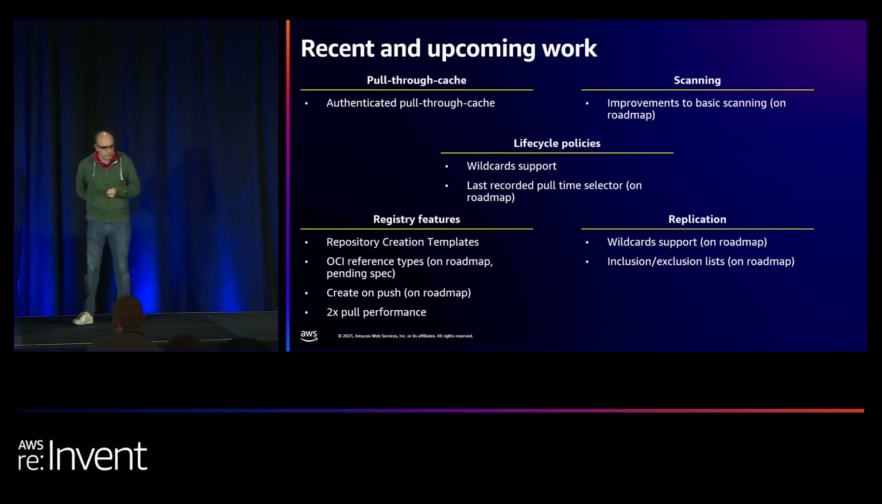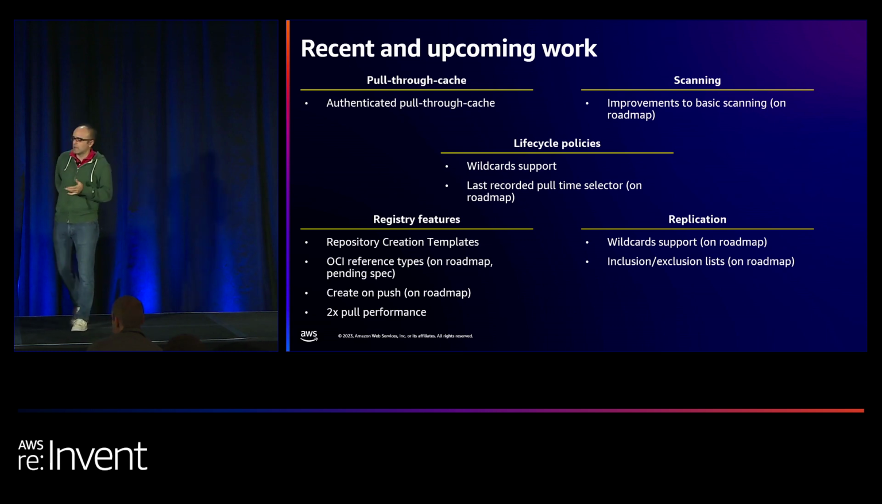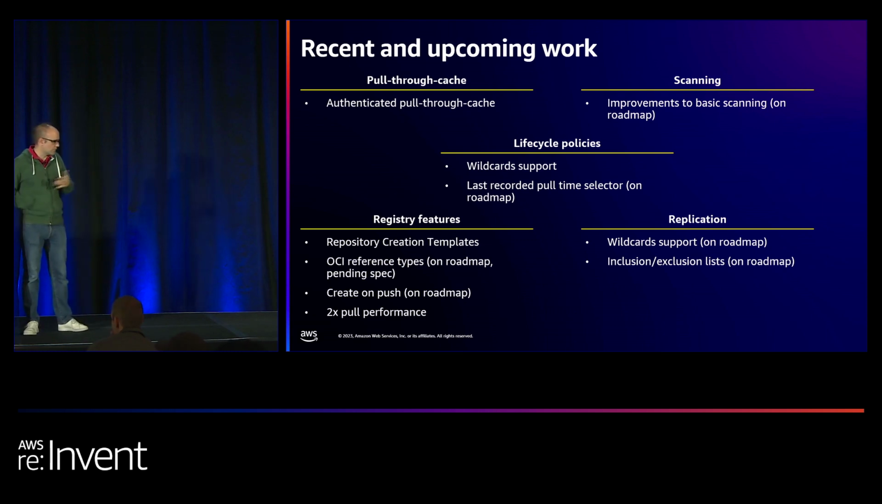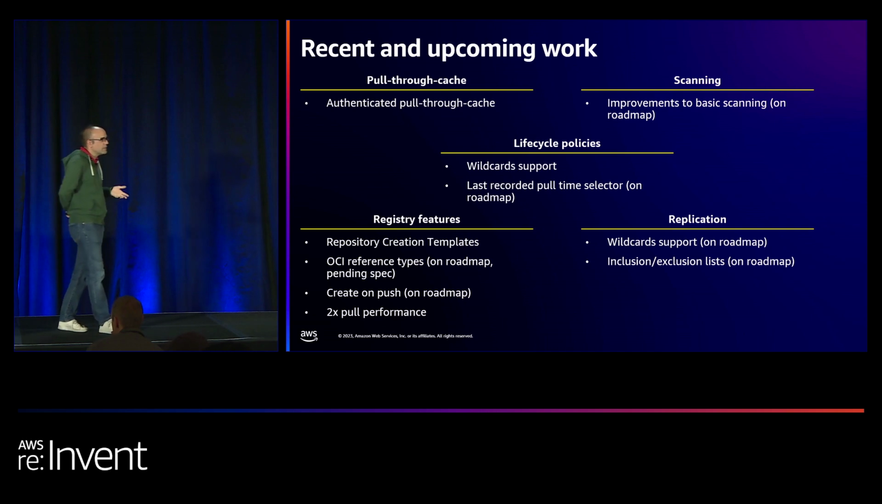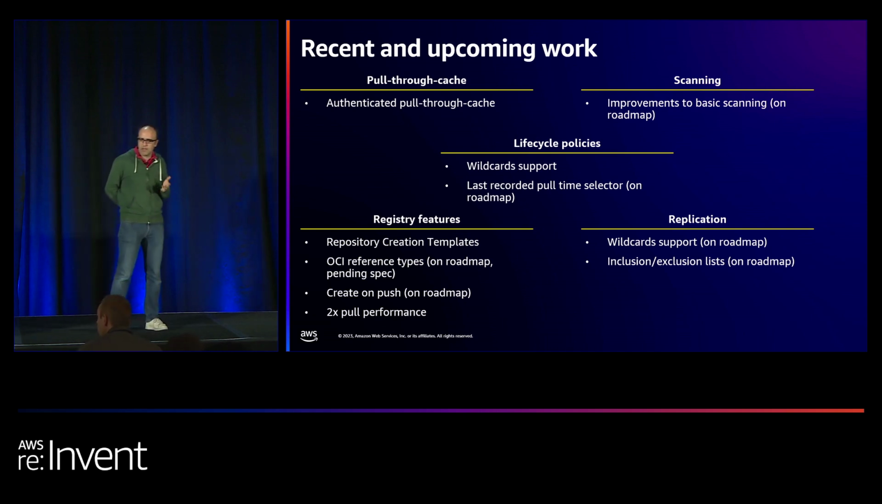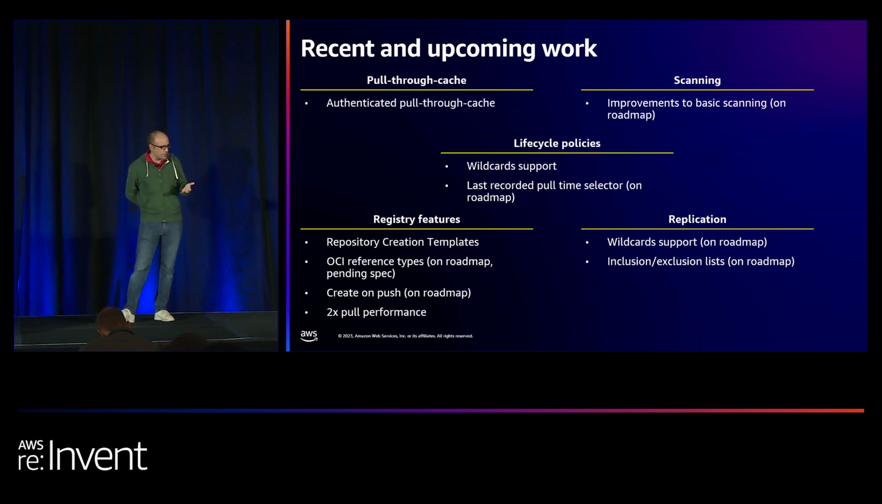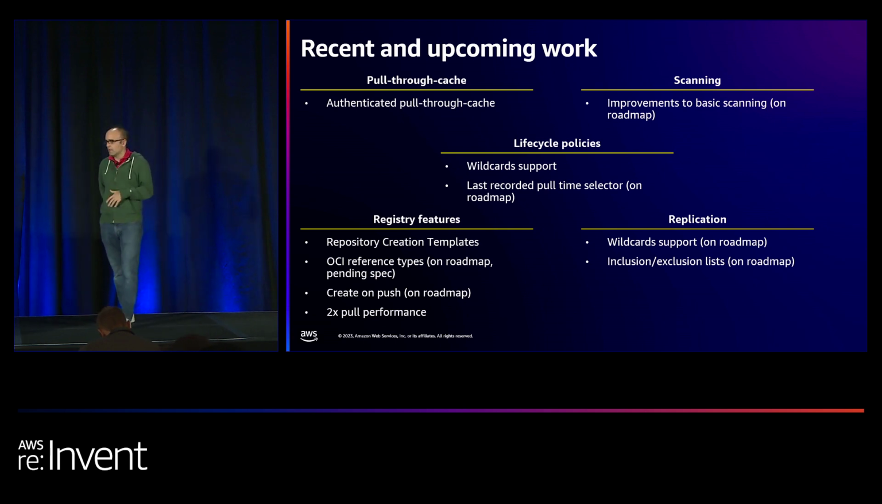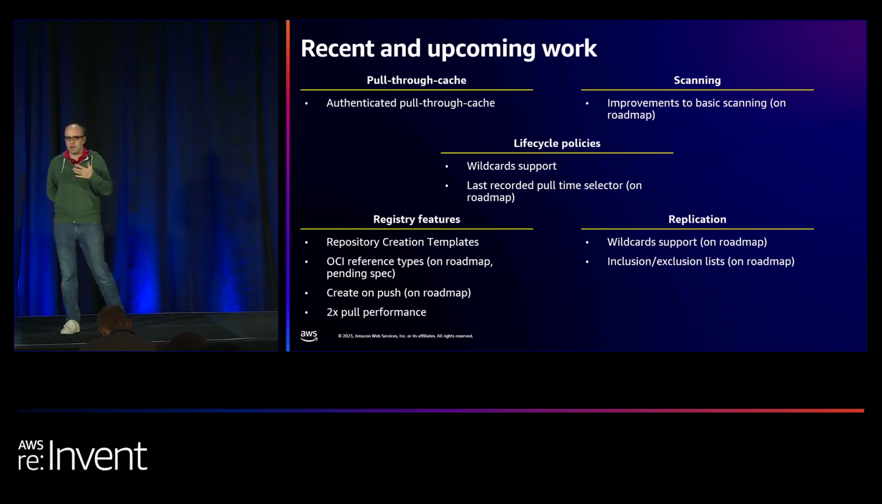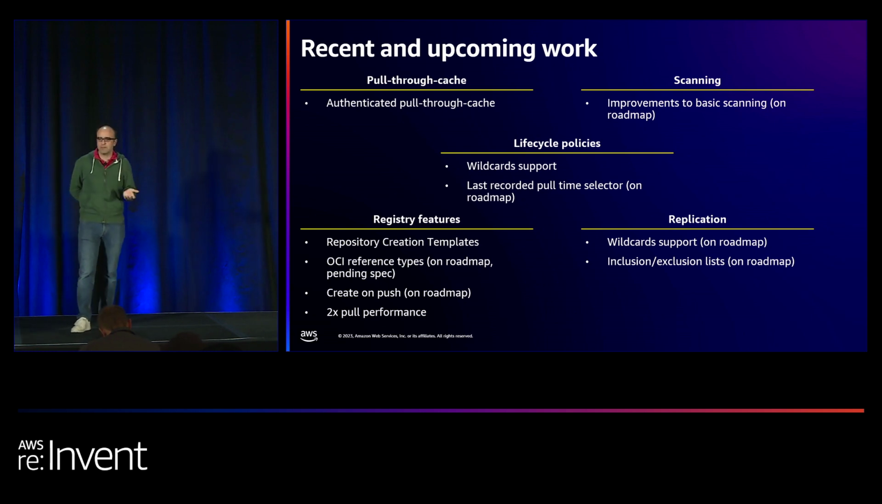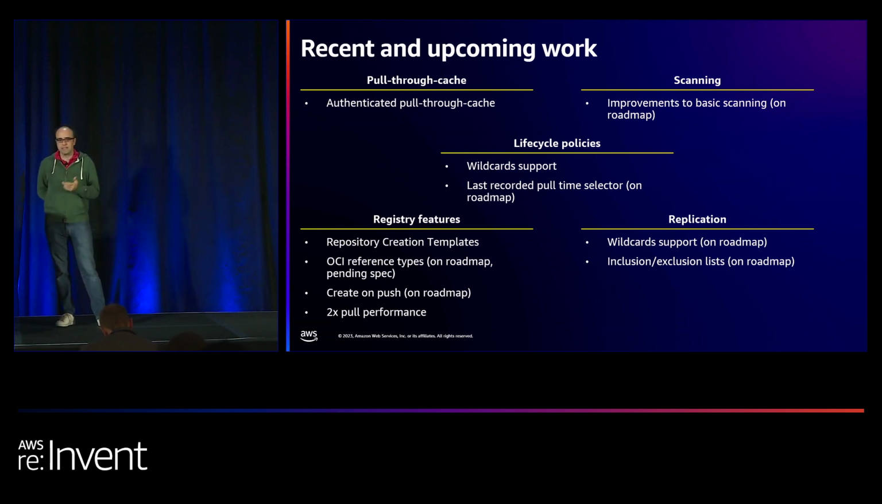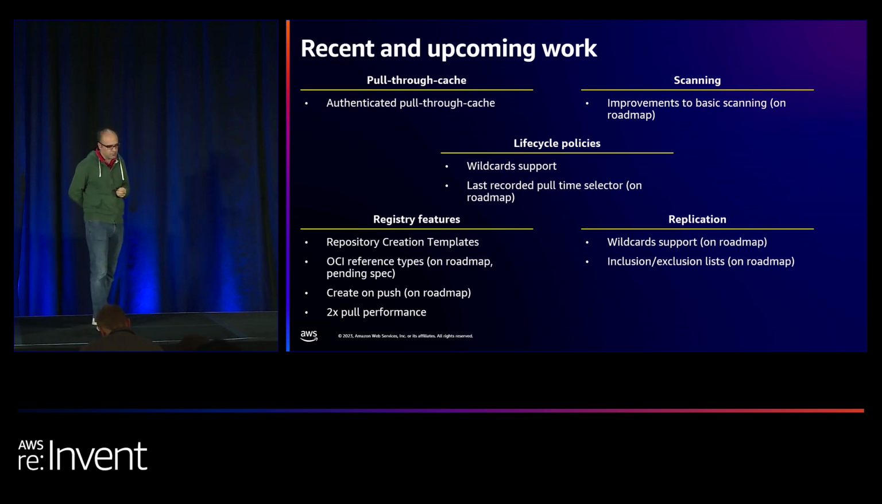It's working for authenticated pull-through cache, but we're going to be working on extending functionality, adding it to replication as well. OCI reference types. I don't know how closely people are following this, but of course, ECR implements the OCI specification, and the OCI has been working for a while on version 1.1 of the specification, which includes reference types. We are working with them, we are keeping track of it, and as soon as the specification is finalized and released, we'll make it available shortly after in ECR as well.